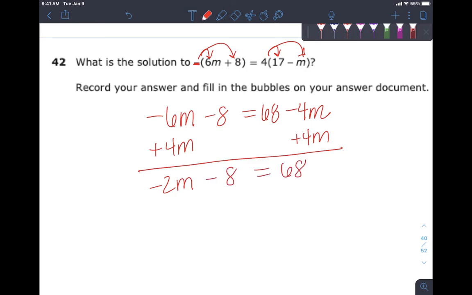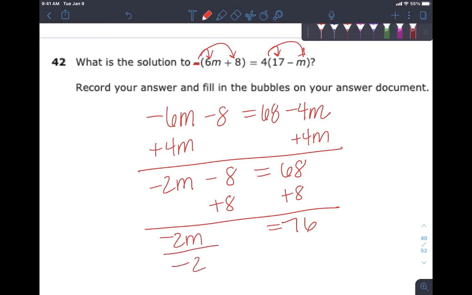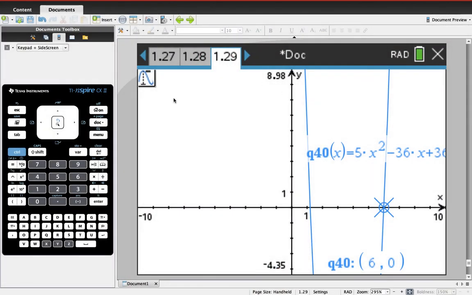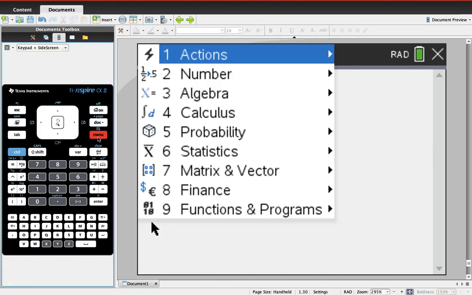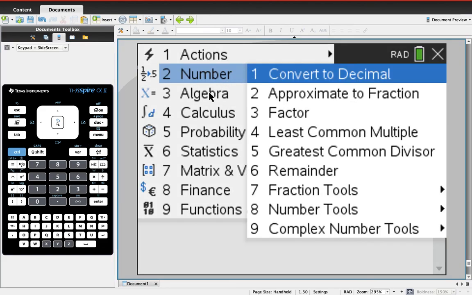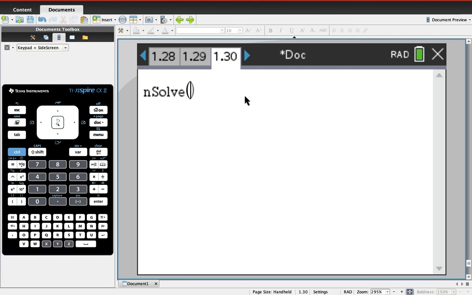Now I'm going to do exciting move. Great divide. So m is equal to -38. Now I want to go ahead and verify this using my calculator. So I'm going to head over to that calculator screen. I'm going to use an NSolve. Menu, algebra, numerical solve. I'm going to type in the equation exactly as I see it.